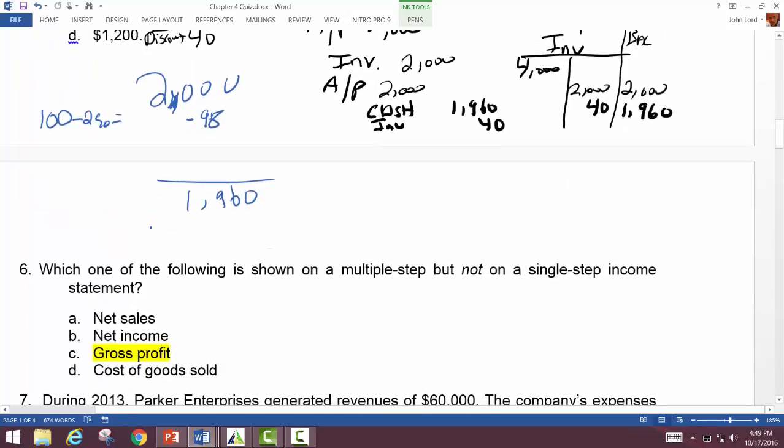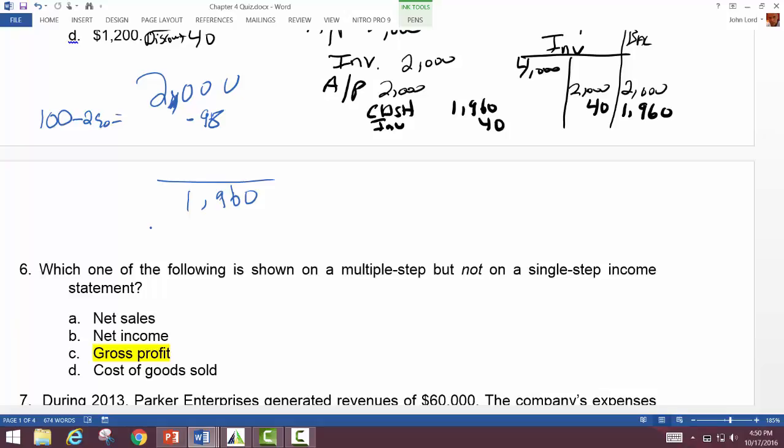Which of the following is shown on the multiple step income statement but not the single step? Remember, we just went through the multiple step that had what? Sales minus discounts minus returns gave me net sales, minus my cost of goods sold gave me gross profit, minus my operating expenses gave me operating income, minus my non-operating items gave me net income, etc., right? That was a multiple step income statement.